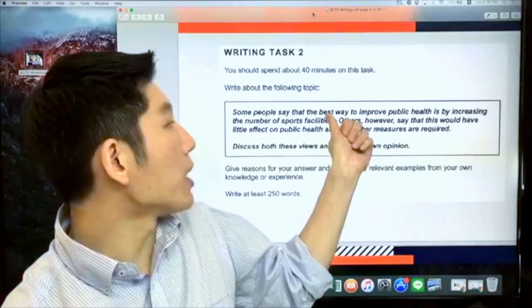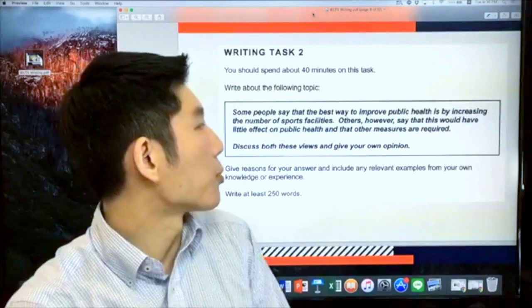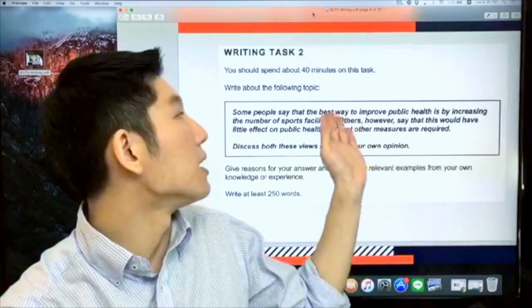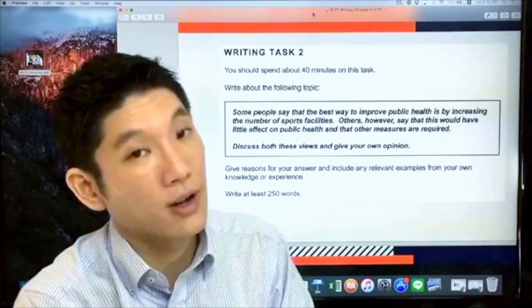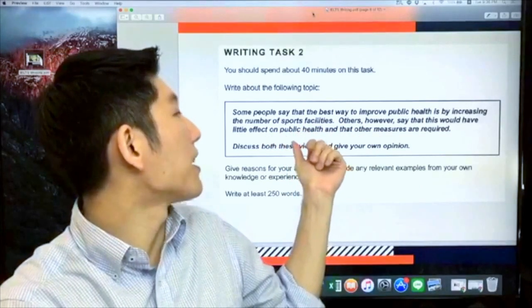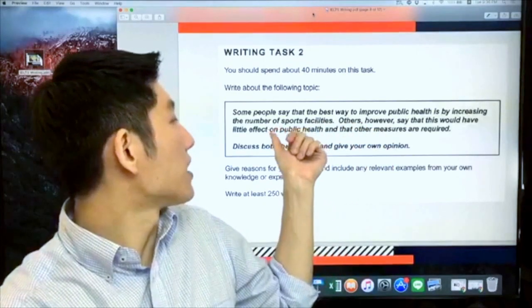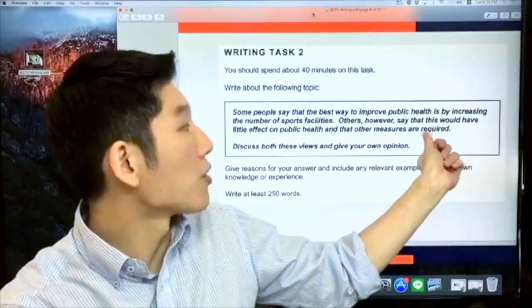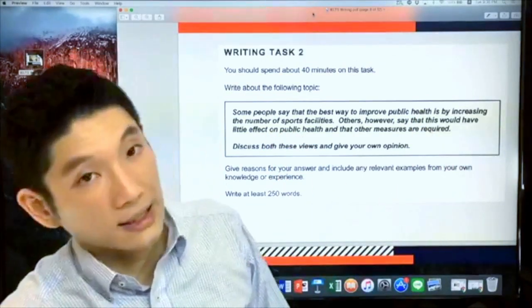So if you agree with these people, you think the best way to improve public health is increasing the number of sports facilities. There are so many views that you can write about that disagree with this view. For example, you can say education is the best way to improve public health, right? Okay. Others, however, say that this would have little effect. So they're not really asking you to list every single other view. They're first asking you to say that this has little effect and that other measures are required. So you can mention other measures, but you also have to say whether this has little effect or not.